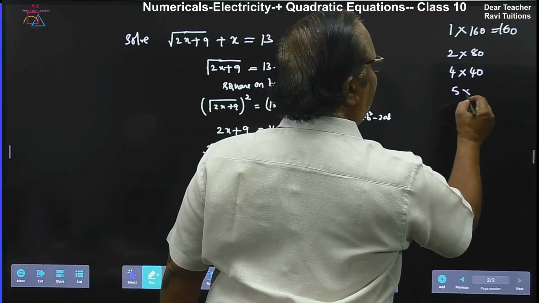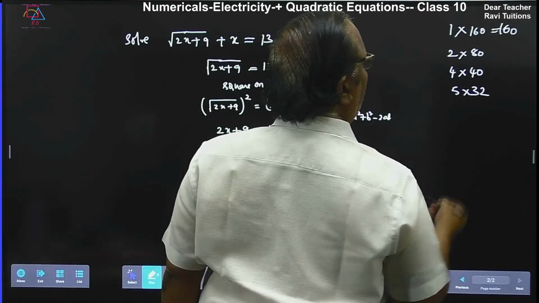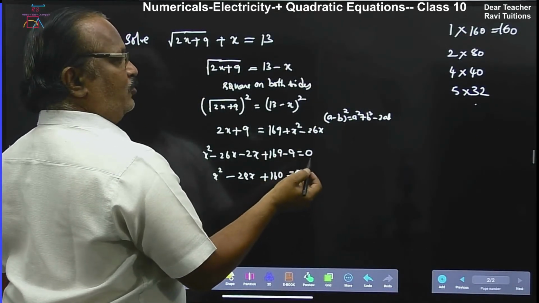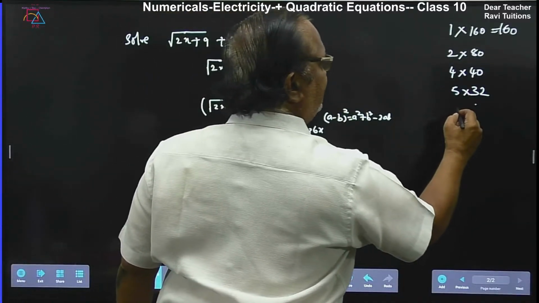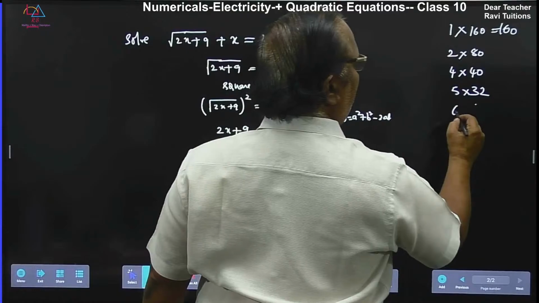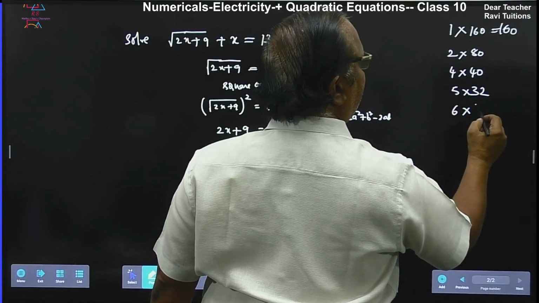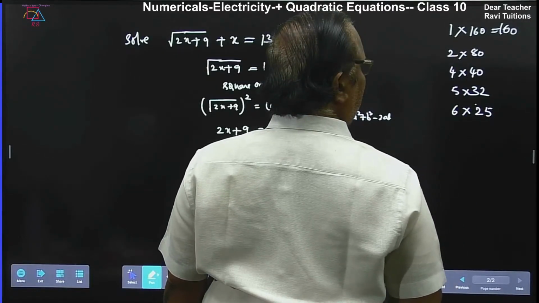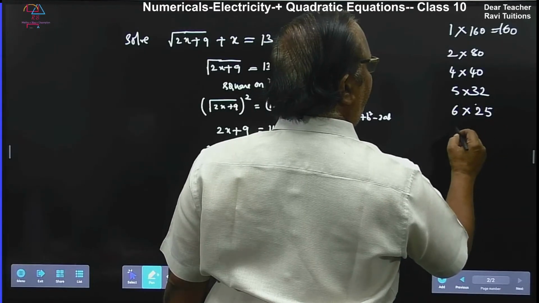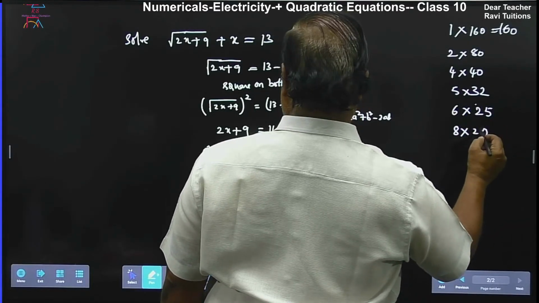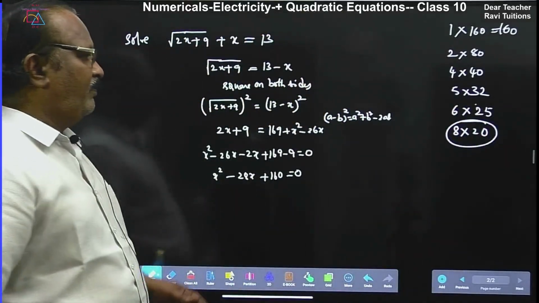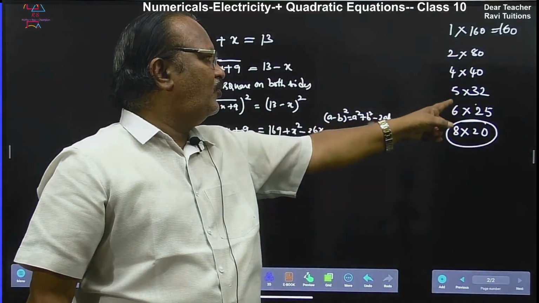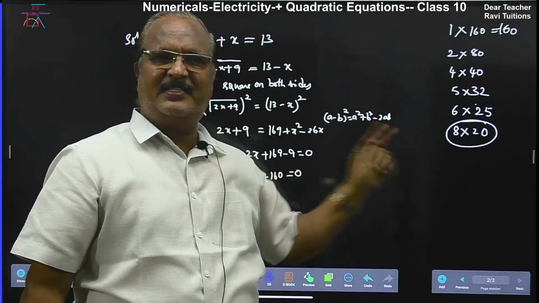So now 28, let me come. 5 into how many? 32. So 32 plus 5, I have to add now, so 32 plus 5 is 37. 6 table won't go? Yes, 6 table will go. 6 into how many times? 25. So adding, no. 7, 8 table, 8 into 20, so 28. Definitely it will come. You go through the regular 1, 2, 4, 5, 6; somewhere, 100%, it will come.